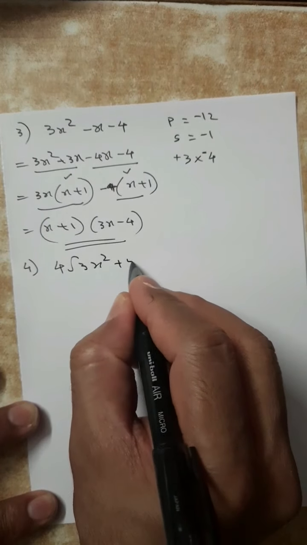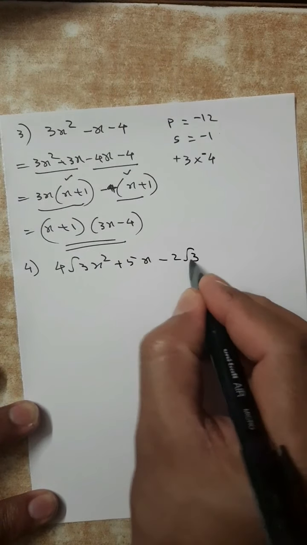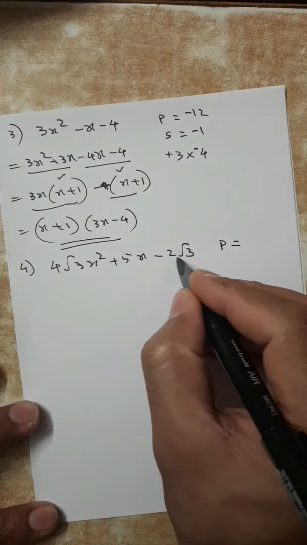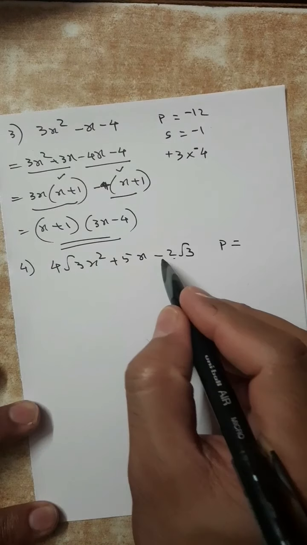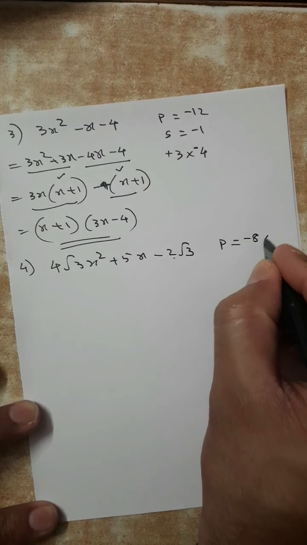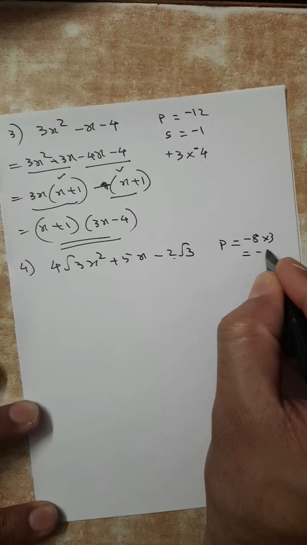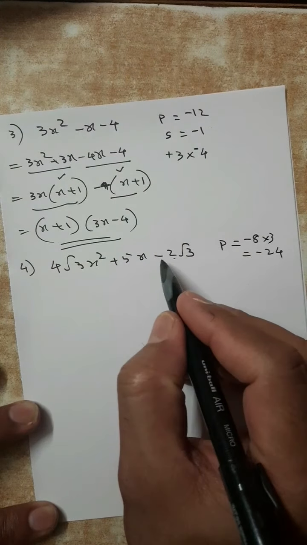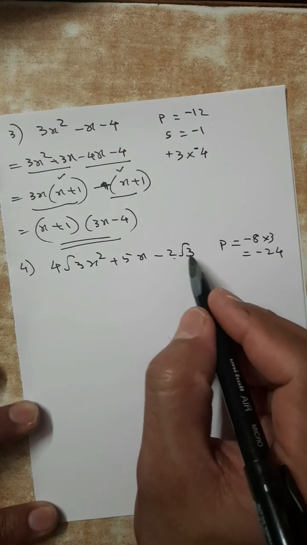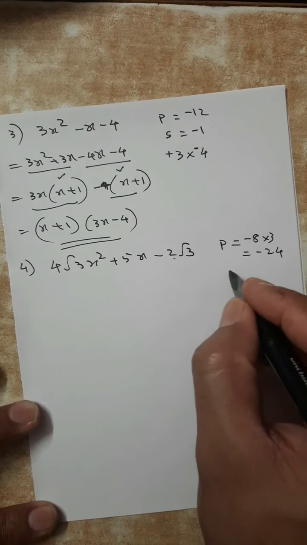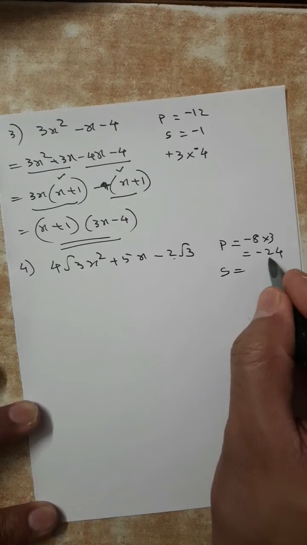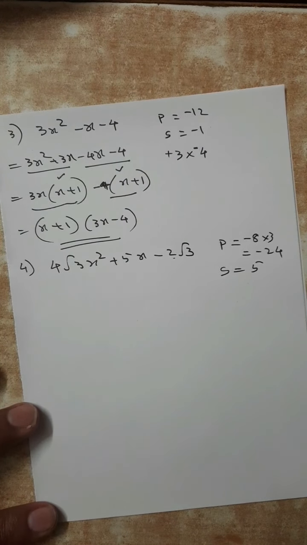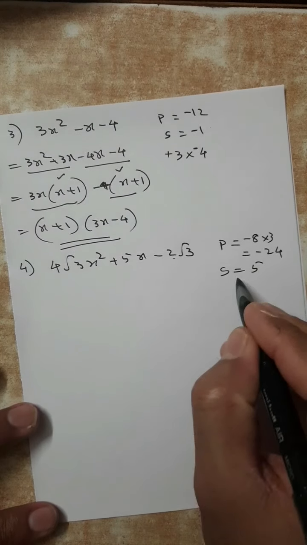4 root 3x square plus 5x minus 2 root 3. What is product? Product means 4 root 3 into minus 2 root 3. 4 2s are 8, minus 8 root 3 into root 3, 3. That means minus 24. 4 3s are 24, minus 24. Product minus 24, sum 5. Which number?